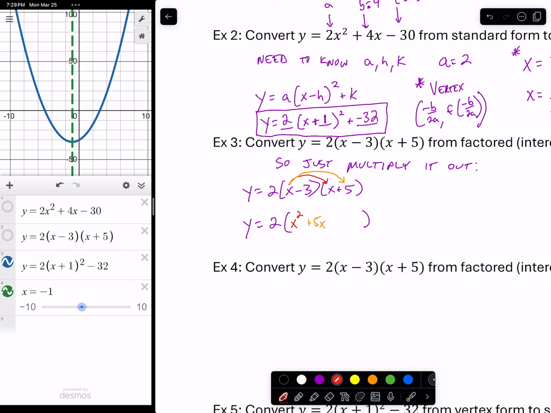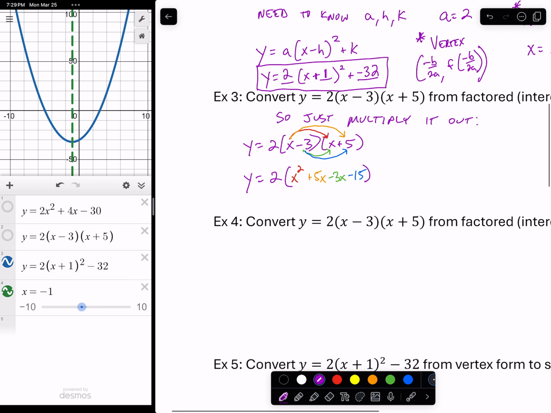Then we're going to multiply the negative 3. This negative 3 gets multiplied to the x, and then we're going to multiply the negative 3 to the 5. Then we're going to combine any like terms. Y equals 2 times x squared. I can combine the 5x and the minus 3x to be plus 2x minus 15. So this is the result from multiplying out these two binomials.